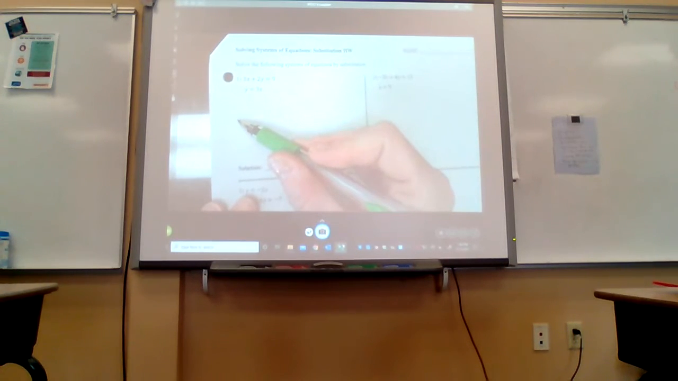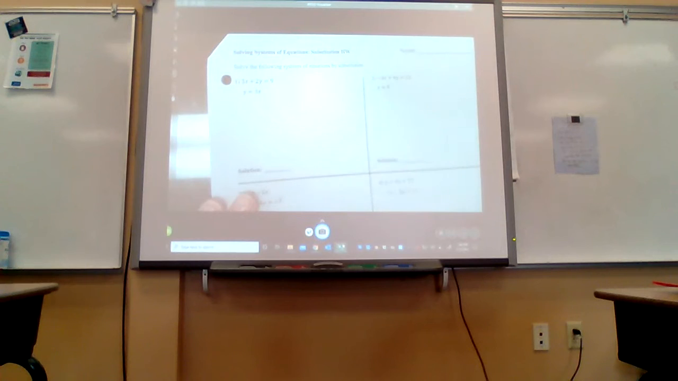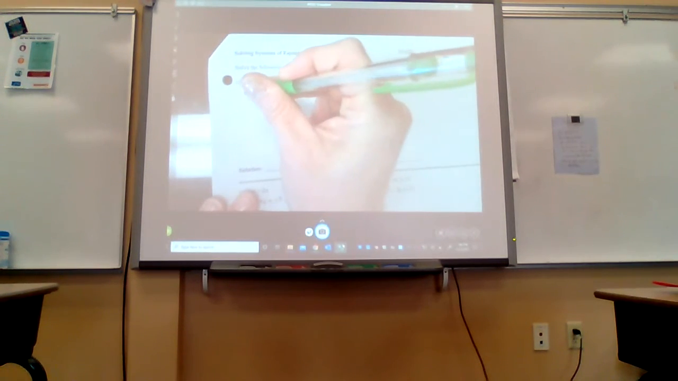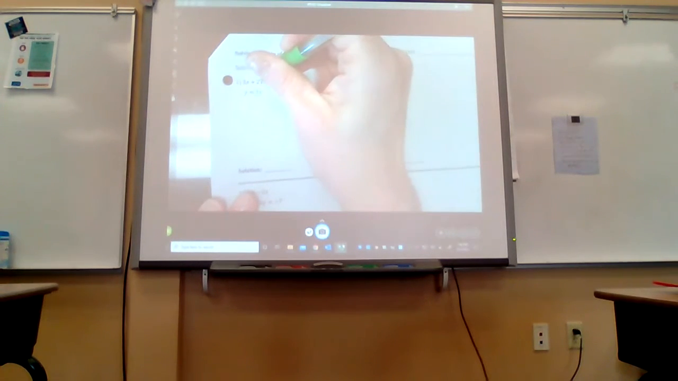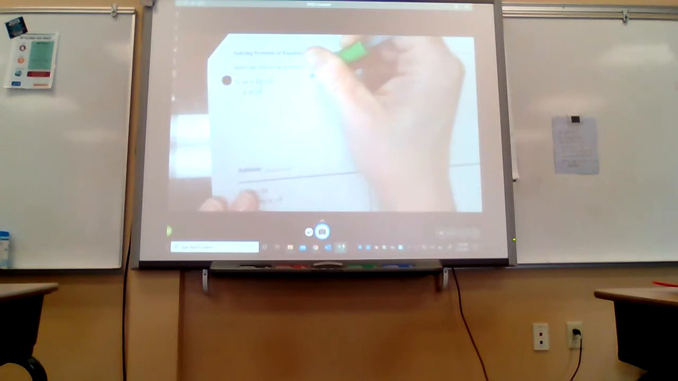Solve the following system of equations by substitution. So this is what we've just been doing. We're told that y equals 3x, so we can take that 3x and plug it in for y. And then that would be correct. 3x plus 2 times 3x equals 9.